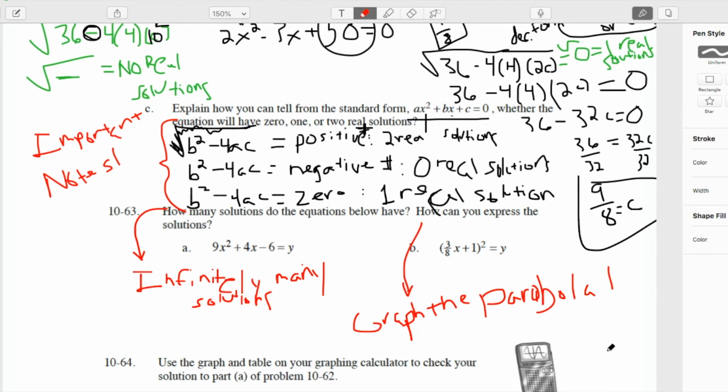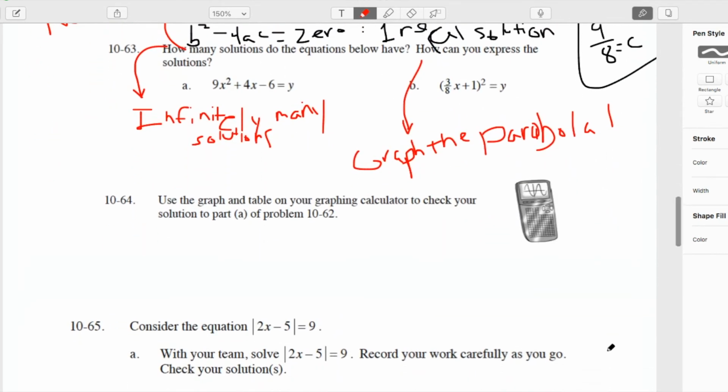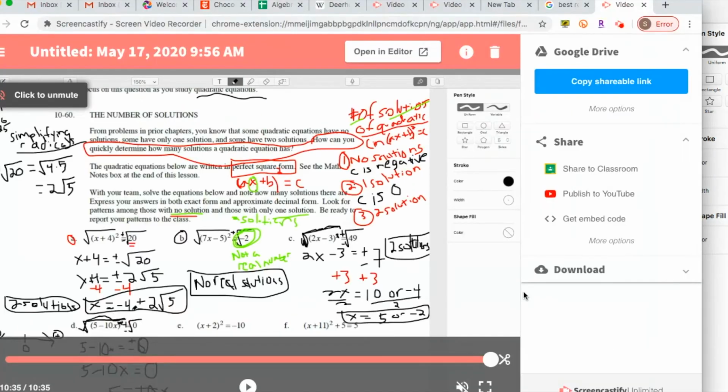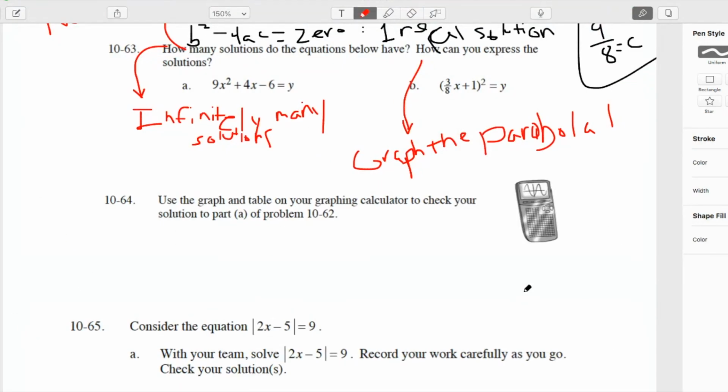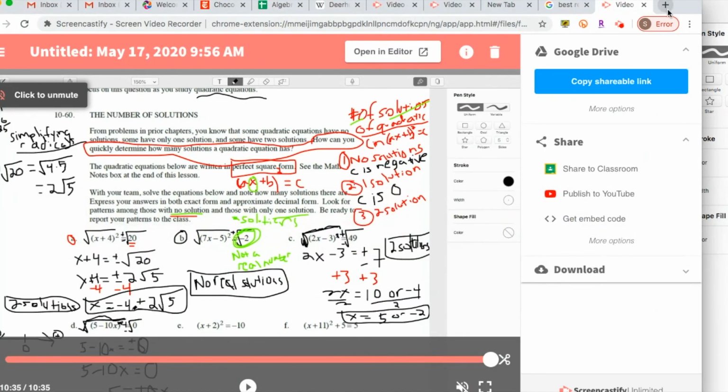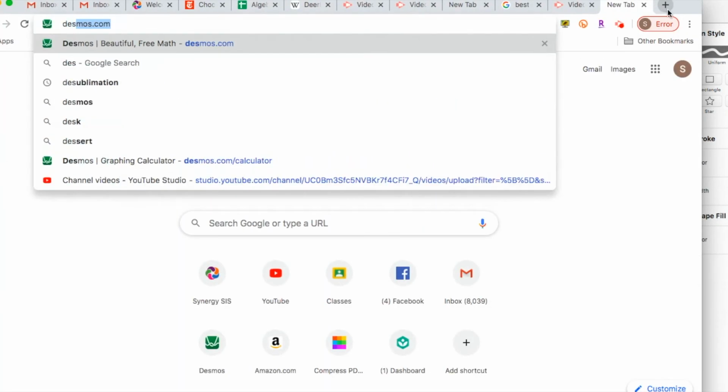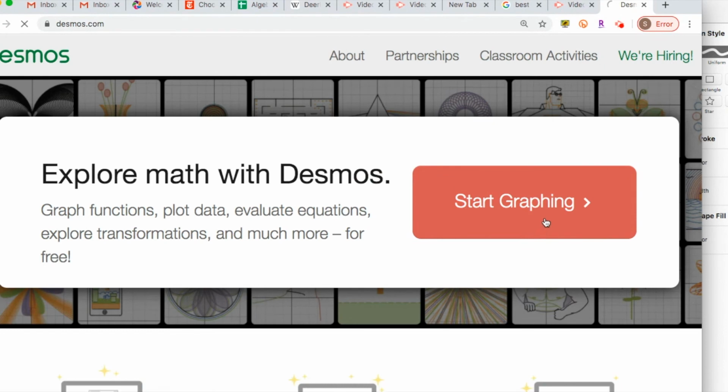Okay, anyways, I'm moving on here because maybe it's going to help you practice this. Use the graph and table on your graphing calculator. Check out your solution to part A on problem 1062. Okie dokie, when it says using graphing calculator, we're using Desmos, my friends. Let's use Desmos. Start graphing.